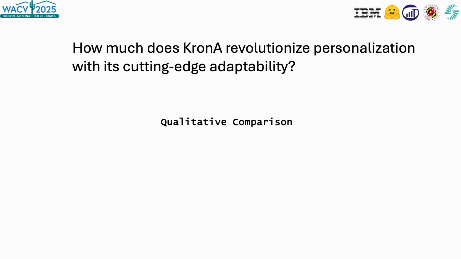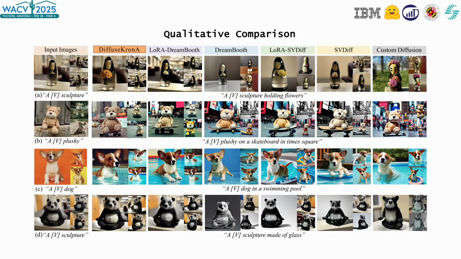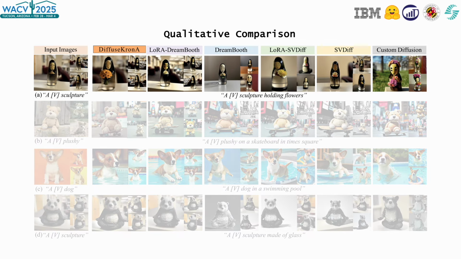You might be asking, but what about the qualitative impact? The answer lies in the stories, the narratives, and experiences. Quality is the ultimate measure of a model's effectiveness. Let's examine the results across various creative prompts. For instance, when generating a sculpture holding flowers, DiffuseKronA produces strikingly detailed and coherent outputs, surpassing the competition in both realism and adherence to the prompt.